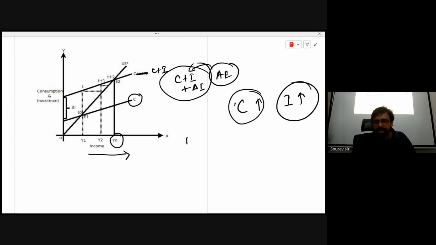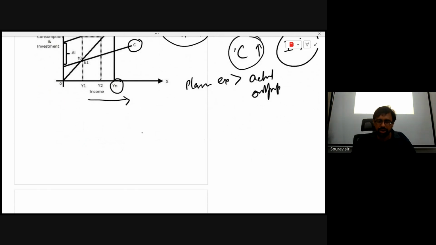So planned expenditure is greater than actual output. That is the issue. Okay. So this is the tension structure done.